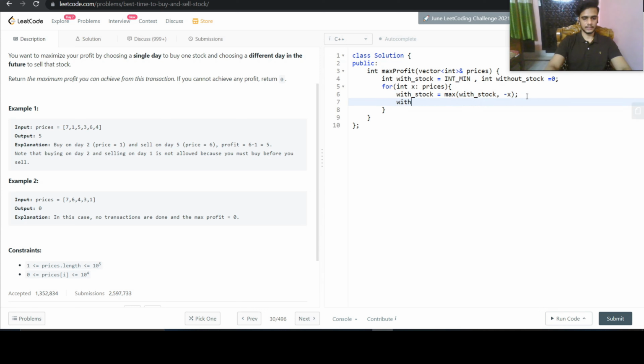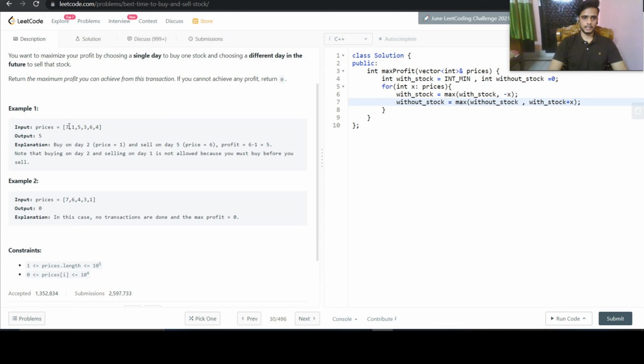And then we will have another function which will be actually calculating the withoutStock value. So withoutStock is equal to max of withoutStock and withStock plus x. So on a particular day, we will buy a stock, and then we will check withoutStock, which means if we sell that stock on that day, what will be our profit.